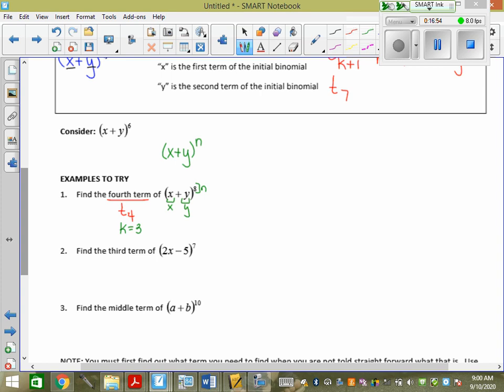Because it's in the form (x + y) to the n. So I'm going to write the formula up here so you can see it. We're going to fill it in. T sub k plus 1 equals n choose k, x to the n minus k, y to the k.